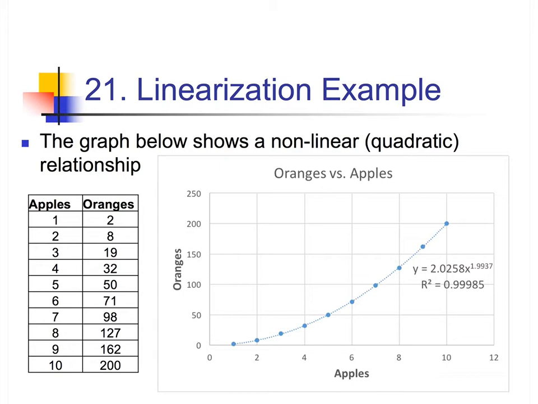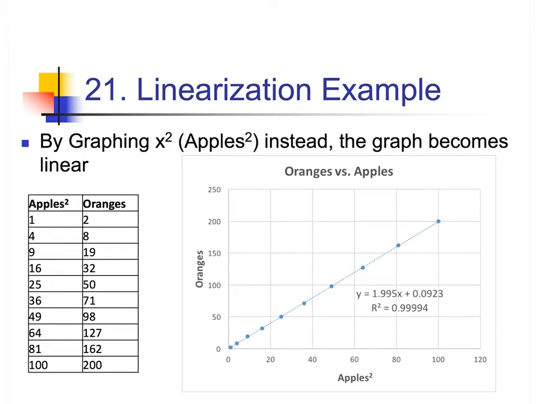So what we're going to do is graph apples squared on the x-axis. Rather than apples, we're going to change that to be apples squared, and we're going to see what that does to our graph. When we make that change, we clearly see that this has become a linear graph now. The data clearly matches the line of best fit very well. Our r-squared value is extremely high, 0.99994. So this is a very, very good fit.